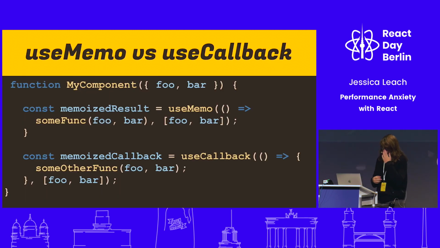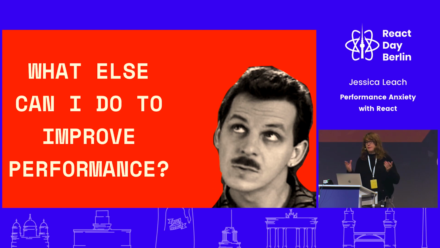The hook useCallback can also help performance. The difference between useMemo and useCallback is that useMemo calls the function and returns the result, and useCallback returns the function uncalled so you can call it later. So useMemo returns the value, and useCallback returns the function. Okay, maybe you've had enough of methods and hooks now. What else can you do to improve performance?